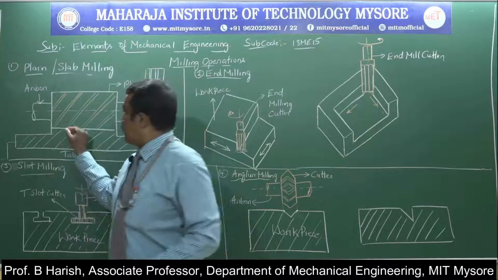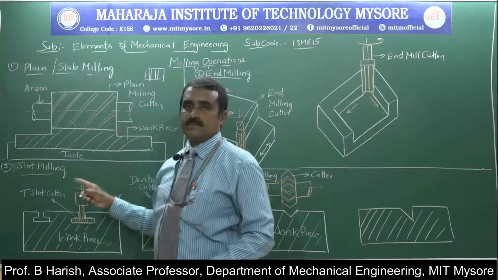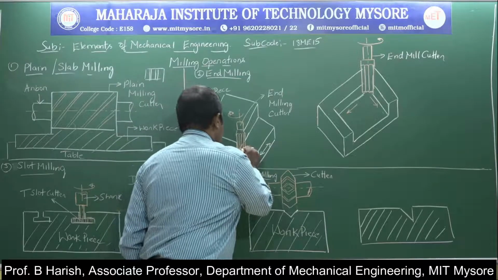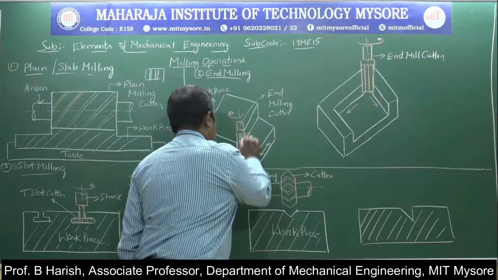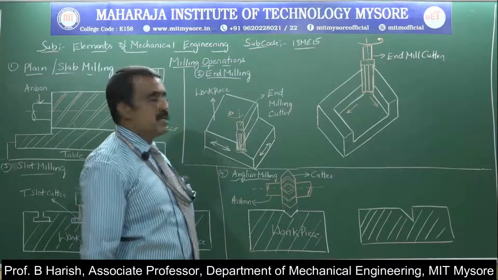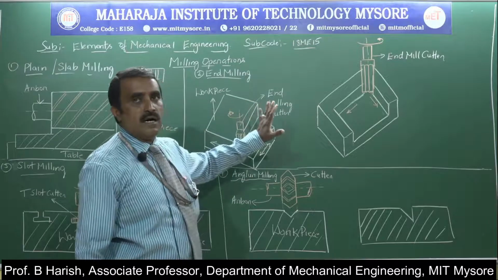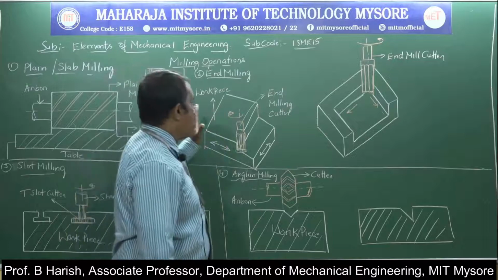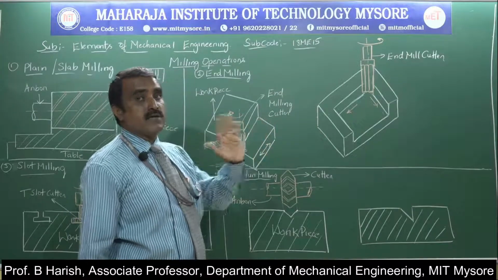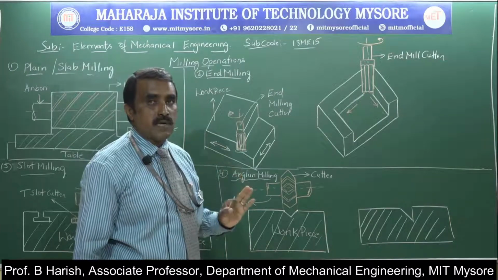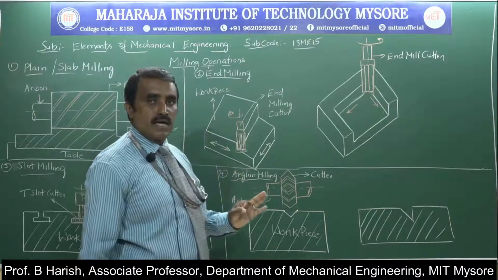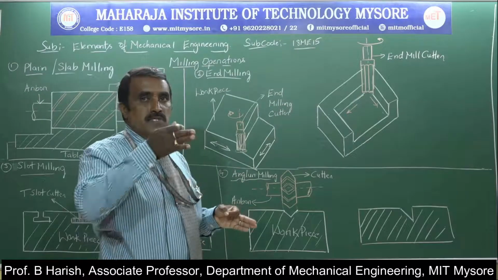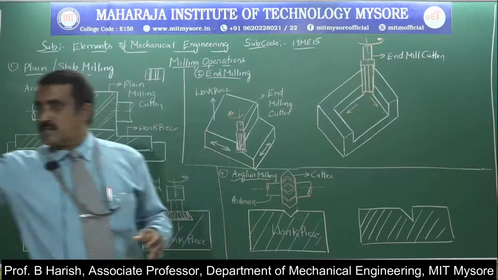So the bottom also will have cutting edges, you can observe this, and the vertical surface also has cutting edges. That is one difference compared with the plane milling operation. It is called end milling because the ends of the workpiece are cut. End milling is the operation performed on a vertical milling machine to produce slots or to machine end surfaces of the job.